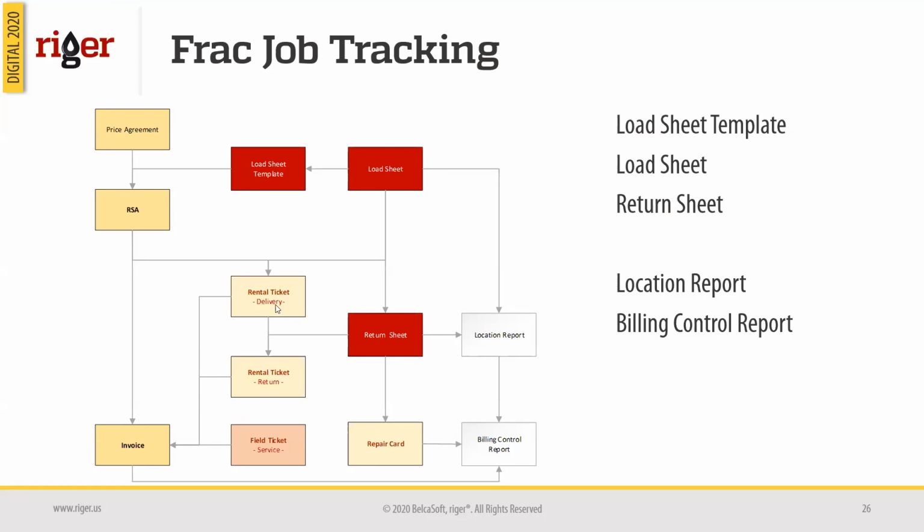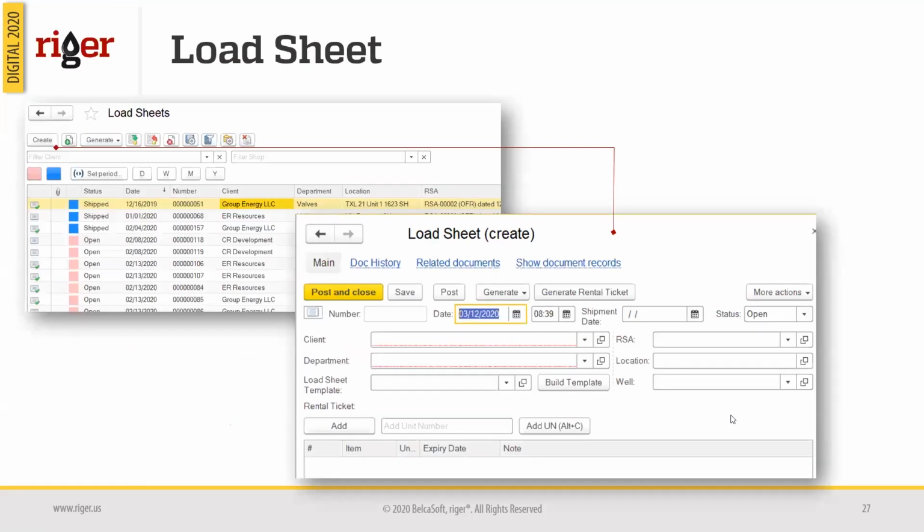But the main idea is billable items go through the traditional step by step flow, like price agreement, rental service agreement, rental ticket return, field ticket, and the final invoice. But the assembled items use load sheets and return sheets, so we move them in parallel. Based on that, we can have the return sheet and the repair cards. The repair cards technically can be included in the invoice as well. So let me show you how we build the load sheet.